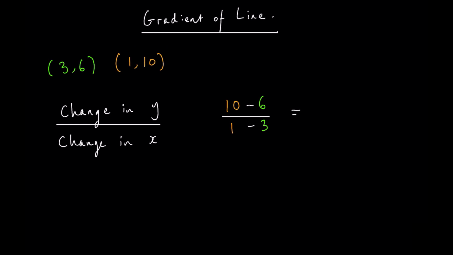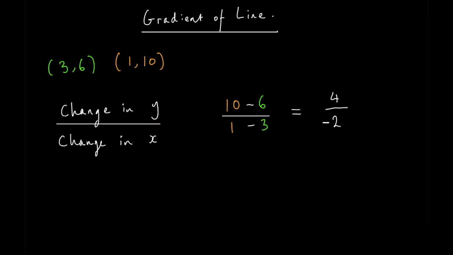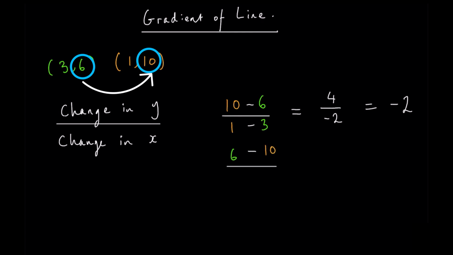In this case, I did 10 minus 6, and I did say that it did not matter about the order. So I'm going to do it the other way and see if it gives us a different answer. This time I'm going to do 6 minus 10. Since I did 6 minus 10, I must go the same way, so I must do 3 minus 1. So there we have it. That's how you get the gradient when you're given 2 coordinates of your line.